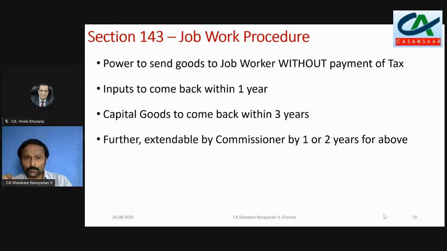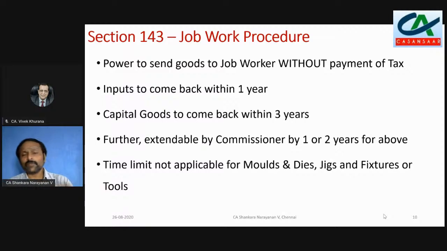And in case of capital goods, this further extension can be sought for another 2 years. So in all, 1 year and 3 years can become 2 years and 5 years, but that is subject to the commissioner's approval. The straightforward time limit which I have got to bring it back is 1 year and 3 years, which is already available for me directly under section 143, read with section 19 of the CGST Act.